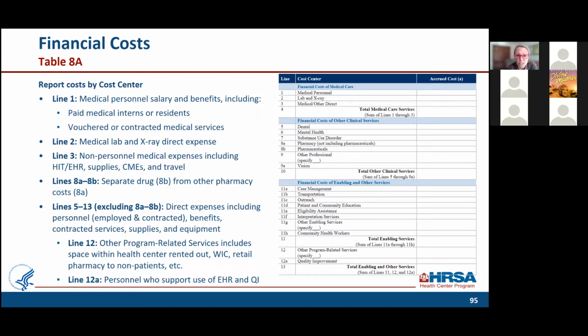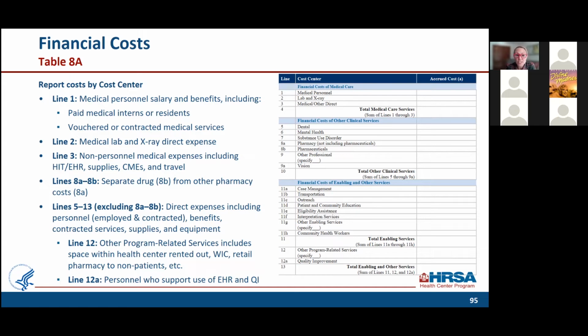Lab and x-ray personnel from lines 13 and 14 of table 5 are reported on line 2. Remember, this is only medical lab and x-ray personnel costs. You wouldn't report dental lab and x-ray here or retinography. So don't report other medical costs here like equipment. That would go on line 3. Other direct costs like supplies, equipment, EHR costs, and other costs, essentially the non-personnel medical costs incurred by your medical department, are reported on line 3.